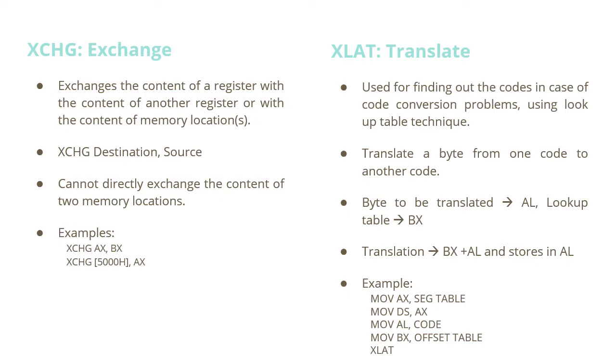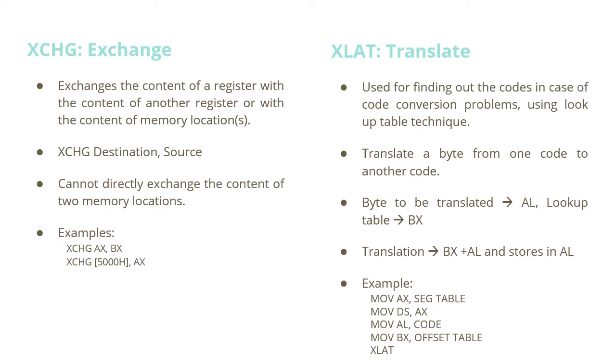The first instruction is MOV AX, SEGMENT TABLE, where the address of the segment containing the lookup table is being moved to AX. Next, MOV DS, AX. So the content of AX, that is the address of the segment table, is now present in the data segment. Next, we have the instruction MOV AL, CODE, where the code of the byte that needs to be translated is now present in AL.